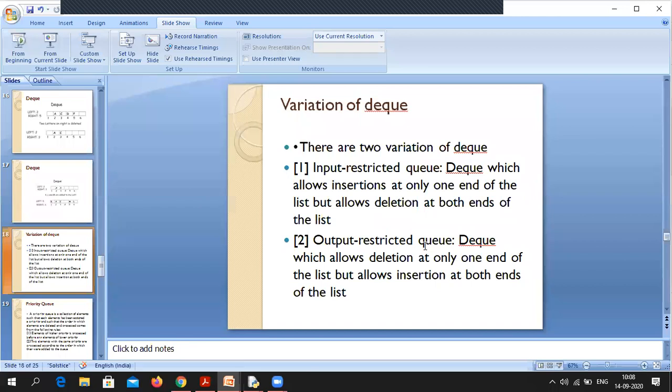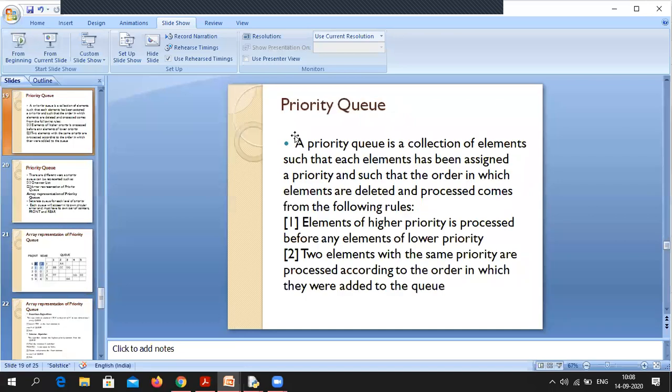Even you, if you want, you can implement these two things: input restricted DQ and output restricted DQ. Okay. So if you have any doubt, you can ask me. Otherwise, I'm going to start with the priority queue, and this is very important. Priority queue.